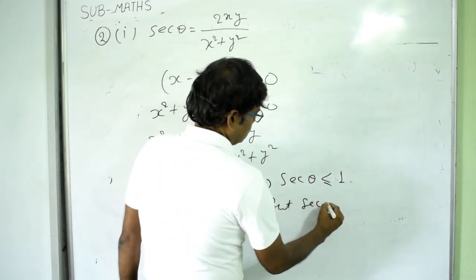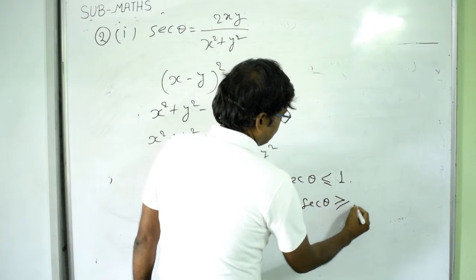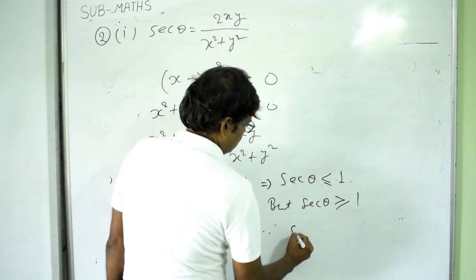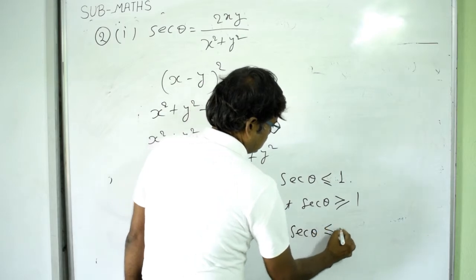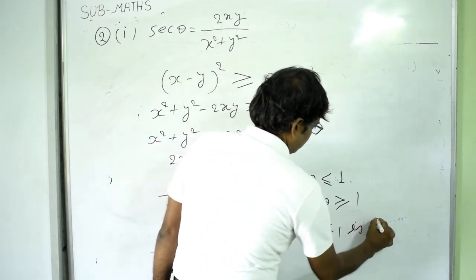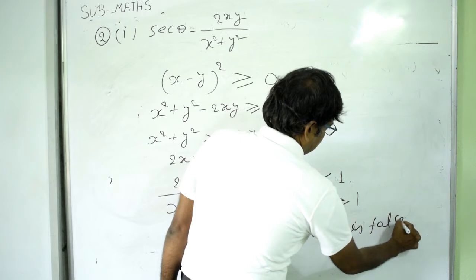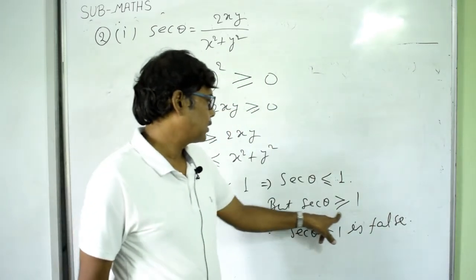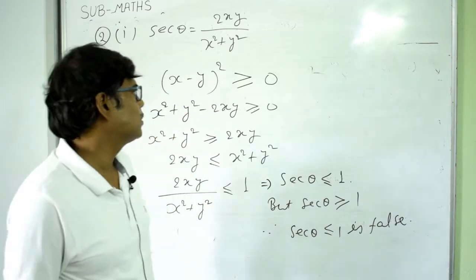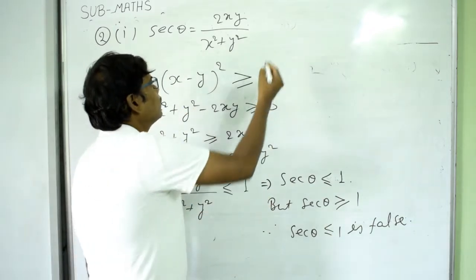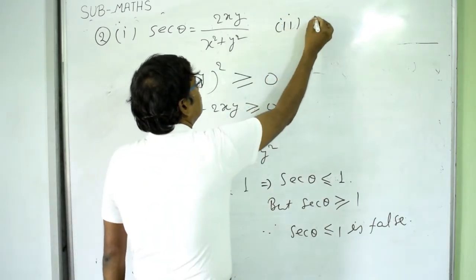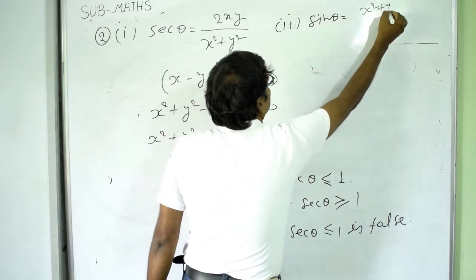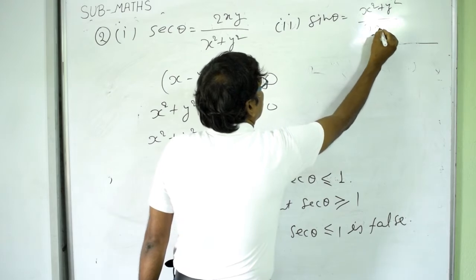but you know that sec theta is always greater than or equal to 1. So therefore sec theta less than or equal to 1 is false. This is the false statement. So the answer is false. And another one is sin theta equal to x square plus y square by 2xy.